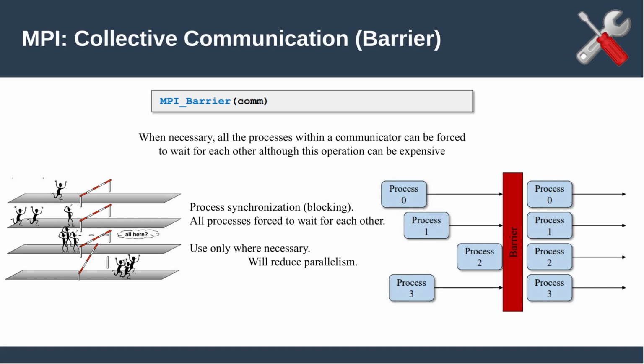MPI barrier is a blocking operation used for process synchronization. It ensures all processes wait for each other, which can reduce parallelism. Use it sparingly, as it can be costly. It's essential when precise coordination among processes is required within a communicator.